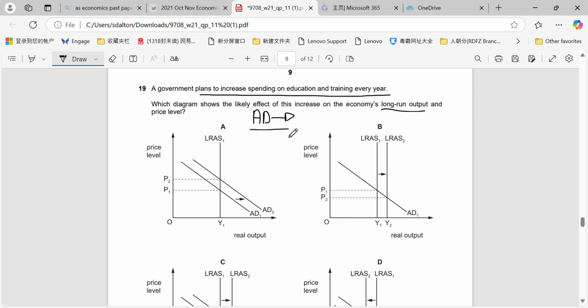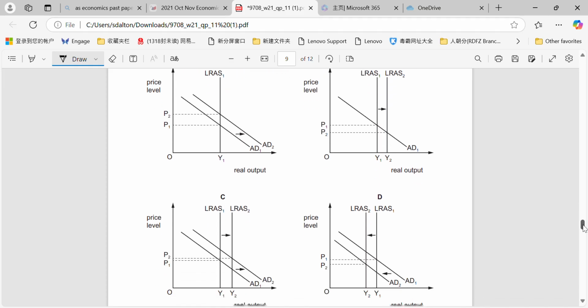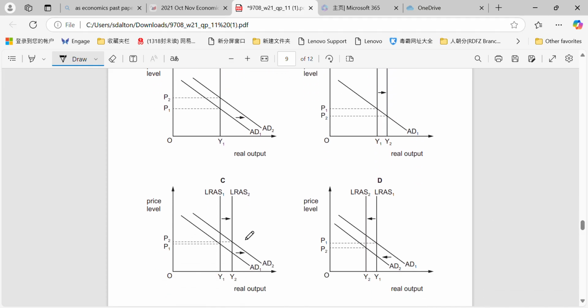But in the long run, so we'll just say LR here, government spending on education and training should be able to increase our productive capacity. So what we would also expect is, because they're spending on it every year, in the long run we should also see a shift in the aggregate supply curve to the right as our economy becomes more productive and as our workers become more productive. So therefore, if we just match it up to what we know should happen, the only diagram that shows a rightward shift in AD here and a rightward shift in LRAS over the long run is C.